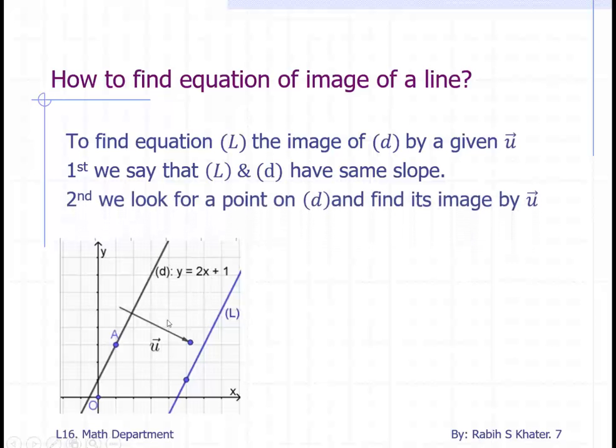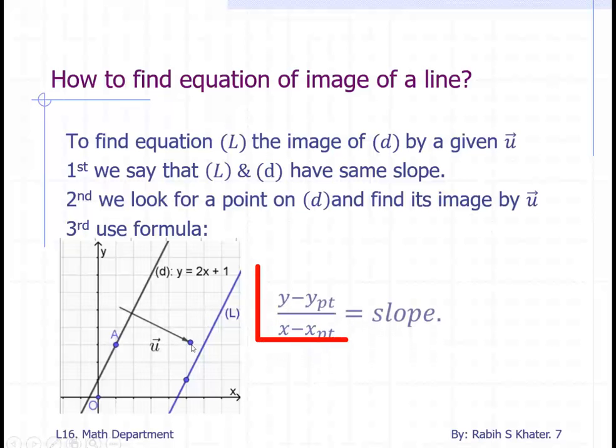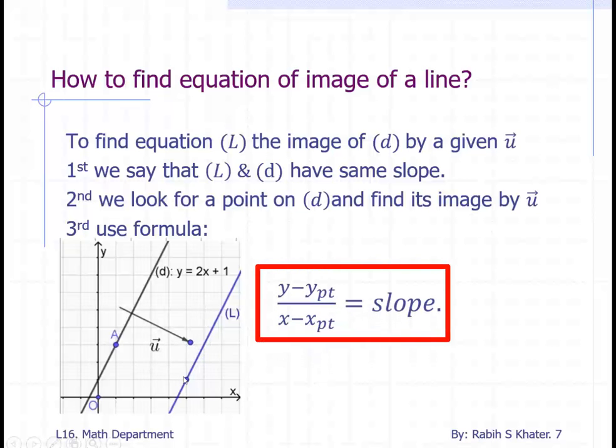Second, we look for a point on straight line D, let's say here A, and find its image by vector U. Now, this point should be on straight line L. And now we have the slope of straight line L and a point, let's say B, which is the image of A by vector U. Then finally we use the formula y minus y of this point divided by x minus x of this point equals the slope of straight line L or D.